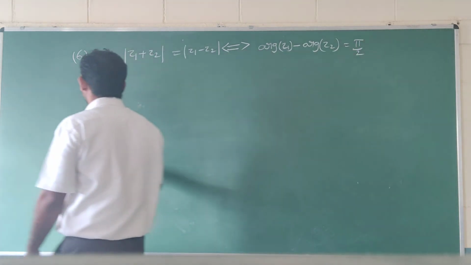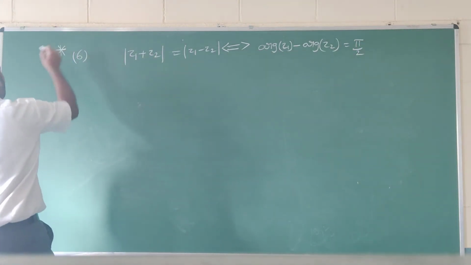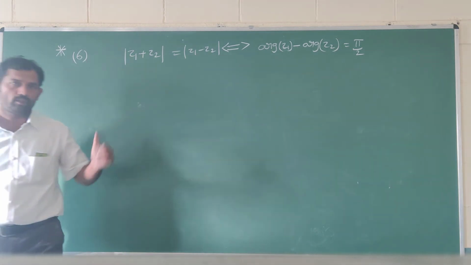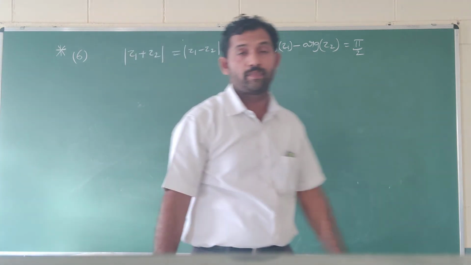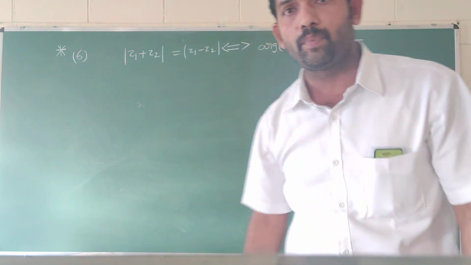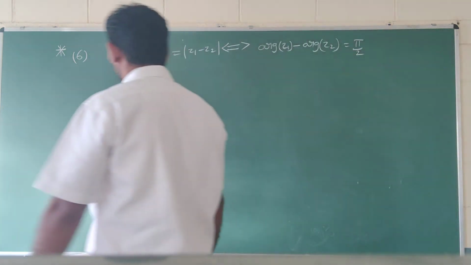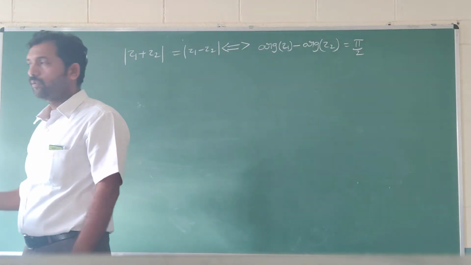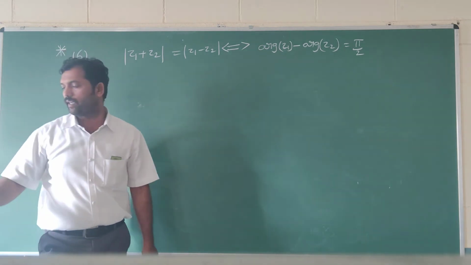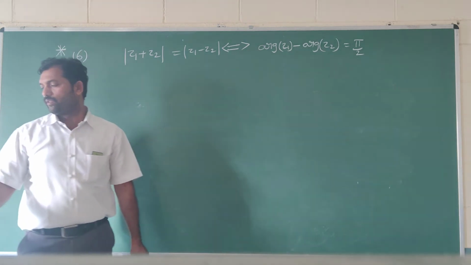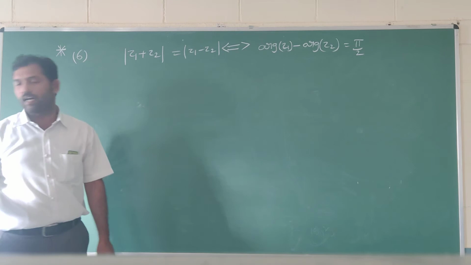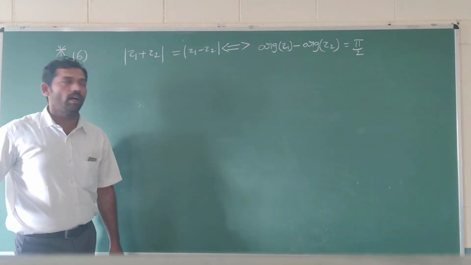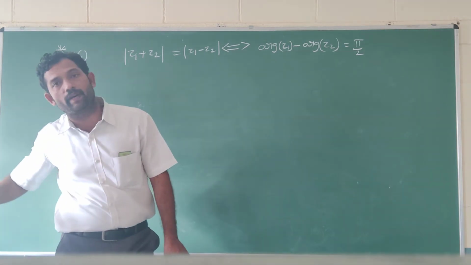This relation is very, very important. Many questions are asked on this one. Note down: modulus of z1 plus z2 is equal to modulus of z1 minus z2 if and only if argument of z1 minus argument of z2 is equal to pi by 2.